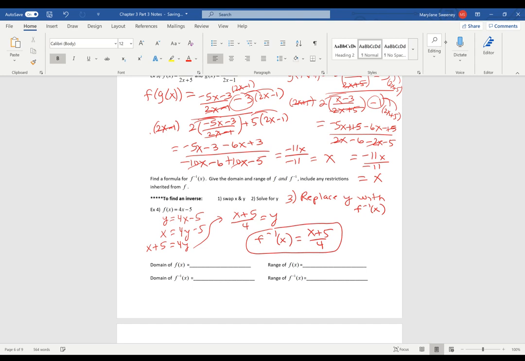Okay, so let's see. The original 4x minus 5, that's a polynomial. Its domain is all reals, which means that's the range of the inverse. The domain of the inverse, this is equivalent to 1/4 x plus 5/4. That is also just a polynomial, so that's all reals, making this all reals.